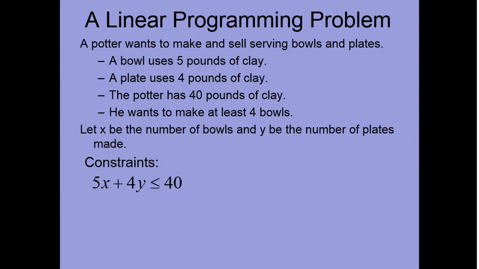Well, he also wants to make at least 4 bowls. At least 4 bowls means he wants to make at the very minimum 4. So he can make 5, he can make 6, whatever, but he can't make just 2. So we know that x has to be greater than or equal to 4, because he needs to make at least 4 bowls. And we know that, well, he can't make negative plates.